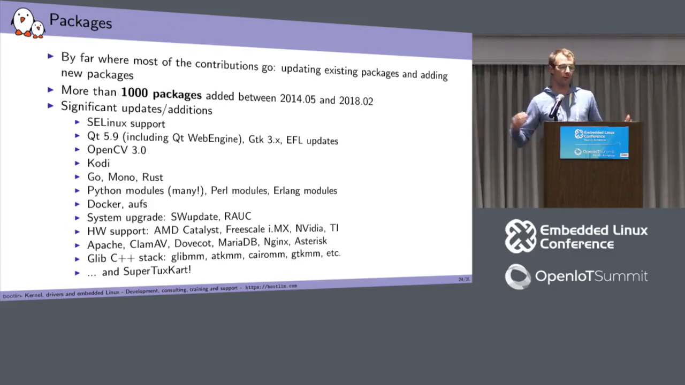On the package side, which is obviously where the majority of the contributions are made and the majority of the activity is happening, it's kind of hard to summarize what has happened. We've added more than 1,000 packages in those 4 years, so lots of things, small and not very commonly used to bigger things, but I tried to come up with the big things. We've added SELinux support contributed by people in the aerospace industry. Qt5 was already there, but upgraded to 5.9 with many different components, and GTK and EFL have been upgraded. OpenCV and Kodi have been added. The support for languages has been improved with Go, Mono, and Rust being added. So if you want to use one of those languages on your embedded system, that's possible.